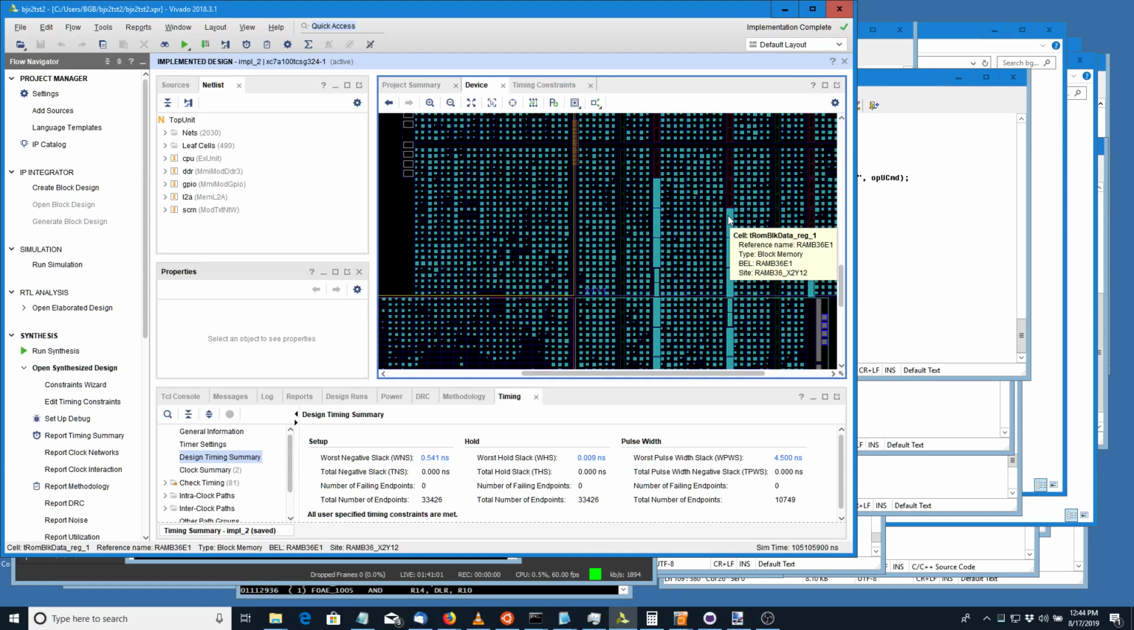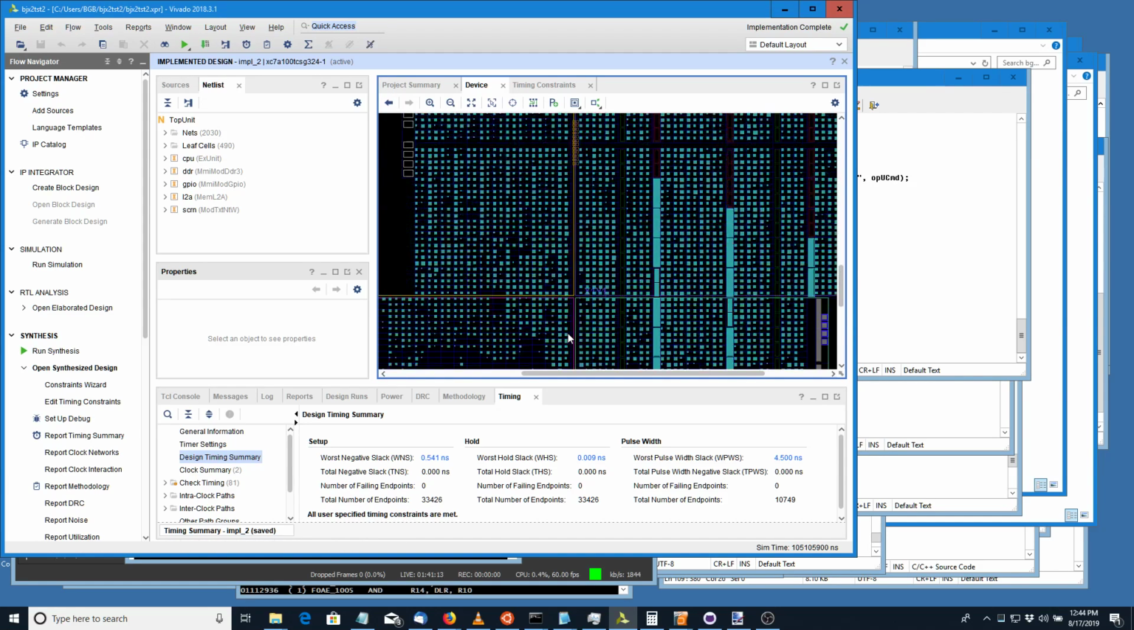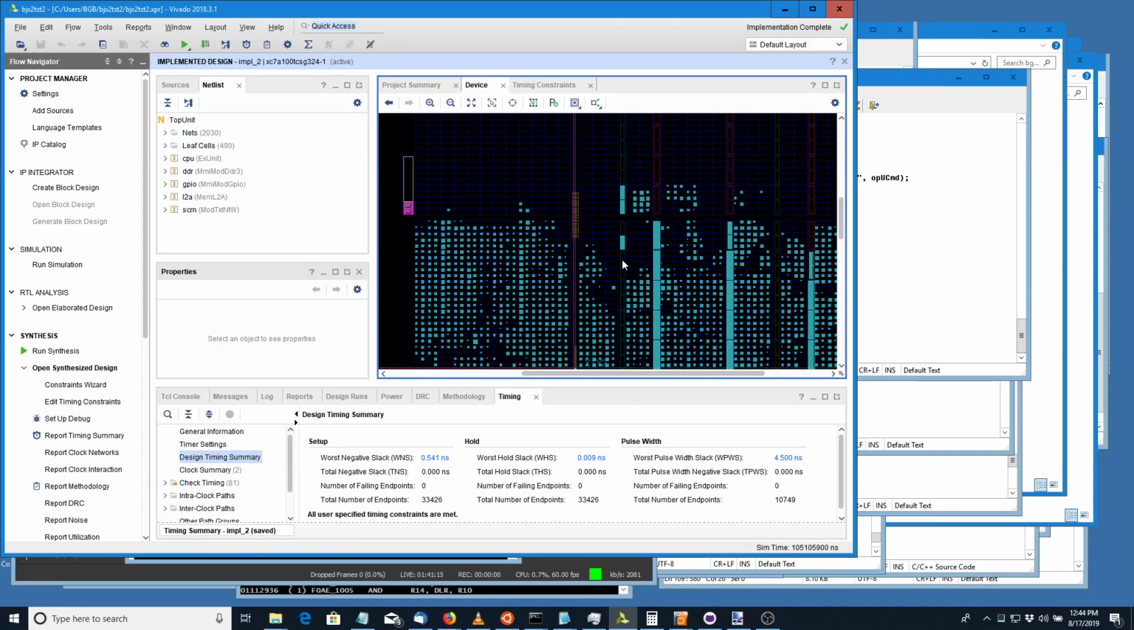And more block RAM. More ROM. Yeah. Always that fun. Good old DSP. This one. Yeah, that's used for the VGA module.